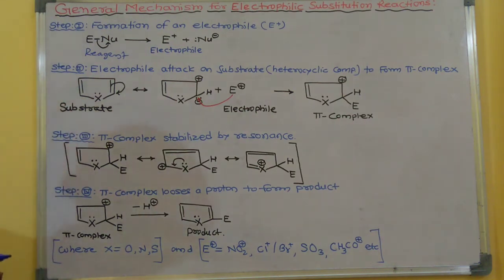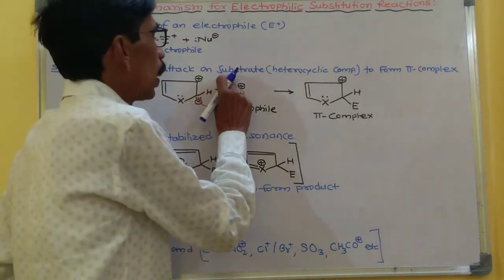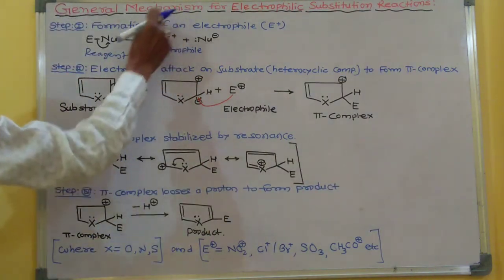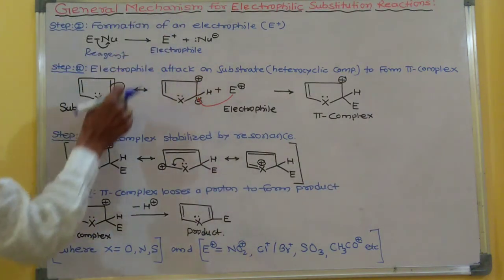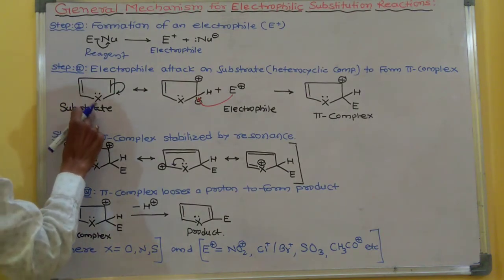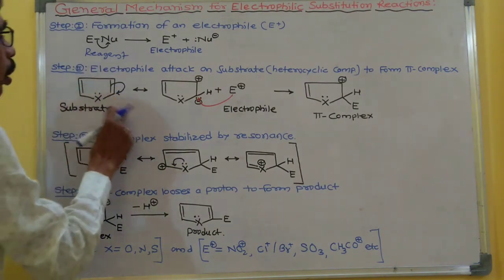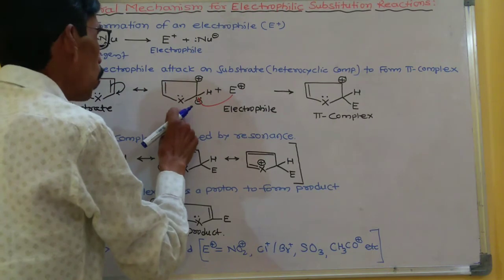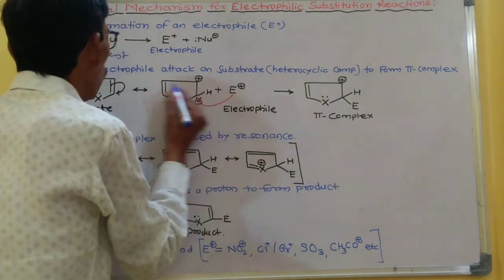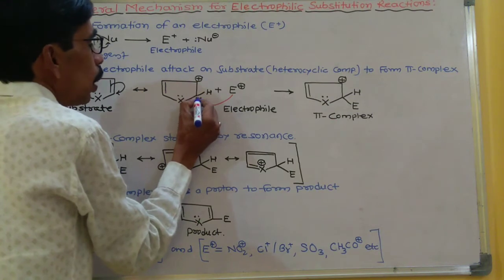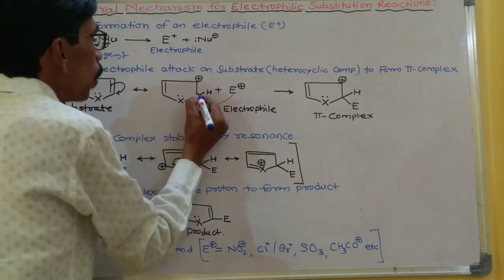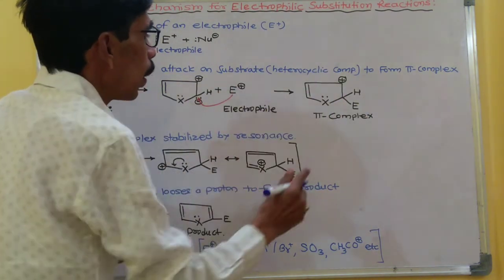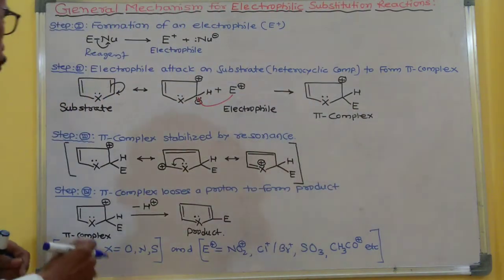The second step is attack on the substrate, that is the heterocyclic compound, to form the pi complex. The electrophile obtained in the first step will attack the substrate. Now this bond is transferred onto this carbon, which becomes negatively charged, and this carbon becomes positive. This negatively charged carbon atom combines with the electrophile to form a bond between the carbon and the electrophile, forming a pi complex.